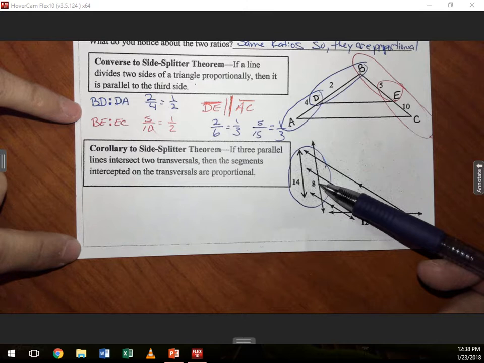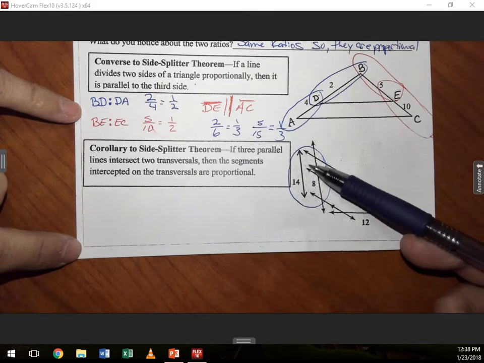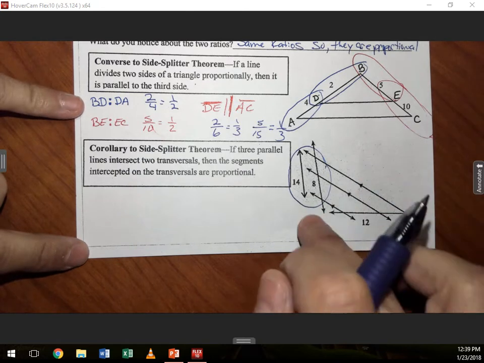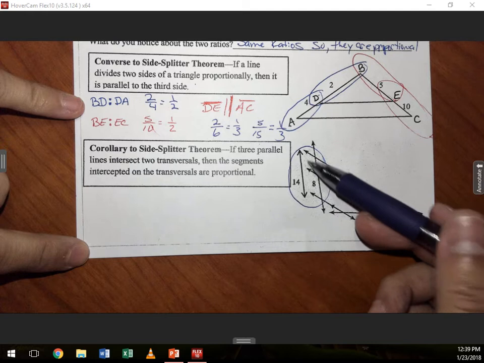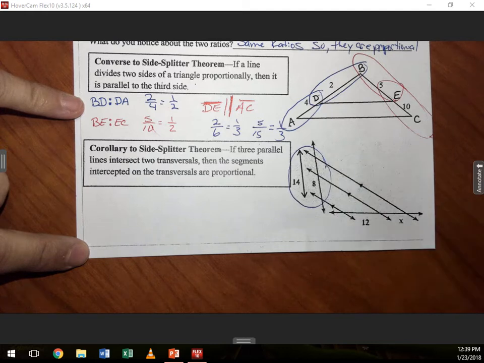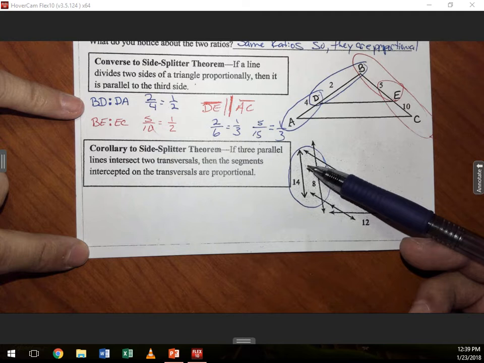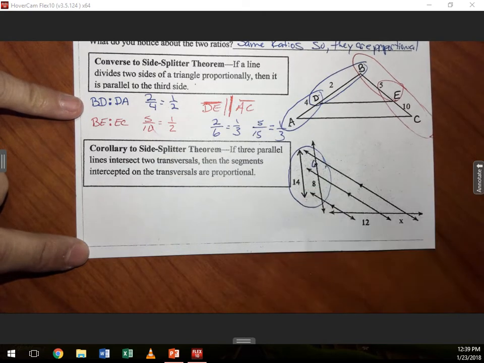I would start with 8 over what? 14. Let's do this piece right here. I could do 8 over 14. That'll work. But I want to show you guys how to do the little pieces. So 8 over, what's this little piece right here supposed to be? 6. Where did I get 6 from? 14 minus 8 is going to leave me here with 6, right? Okay, so let's say right here.